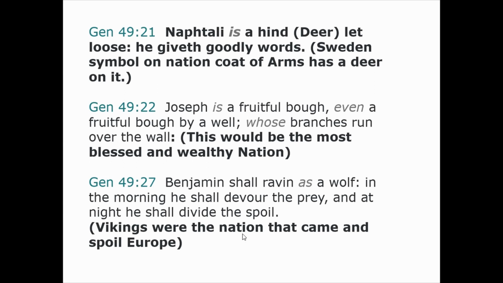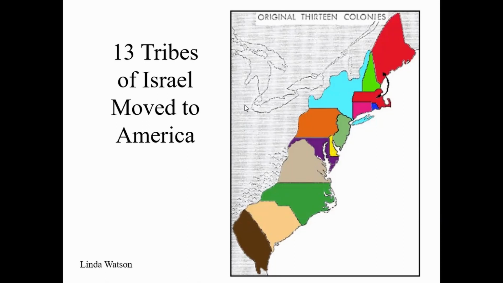Benjamin would be like a wolf in the morning, and he would devour his prey. In the 8th century, they pushed their way into Europe, and they would be the people that spoiled Europe. This was the Viking raids that you hear about in history. And they would eventually go in and settle in the lower part of Scotland. Many of them settled in that area. And that's really all of them. That is an explanation of how the 13 colonies came into this country, and they lined themselves up just like they did in the Middle East.